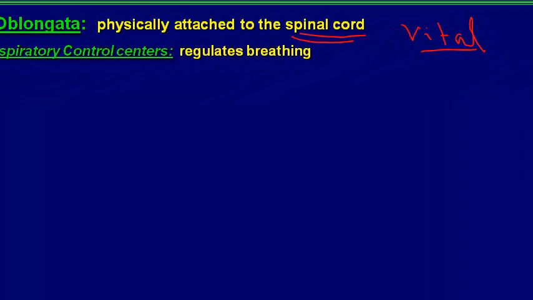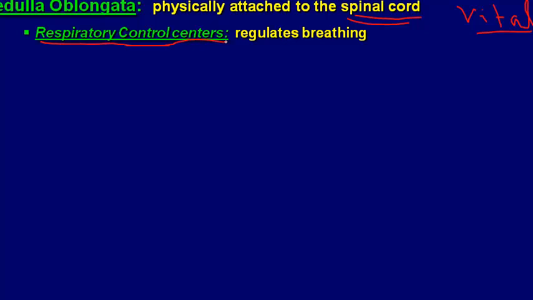The first one is known as respiratory control centers. So there's a number of small regions within the medulla that regulates our breathing rate. So it, in essence, sets the pace of your breaths. So if you need to breathe faster, it's your medulla oblongata that's going to control muscles so you can breathe faster. If you need to, you can slow your breathing rate, the medulla will do that. So that's pretty vital, breathing.